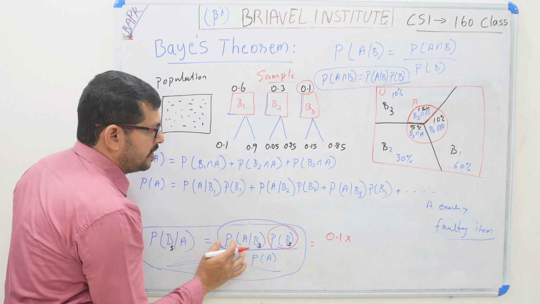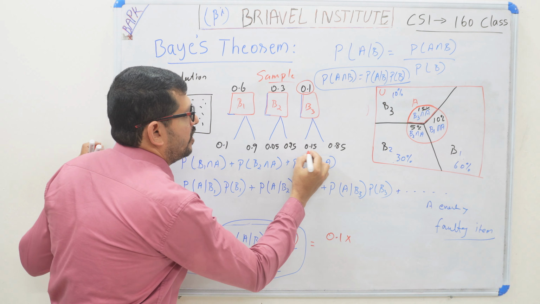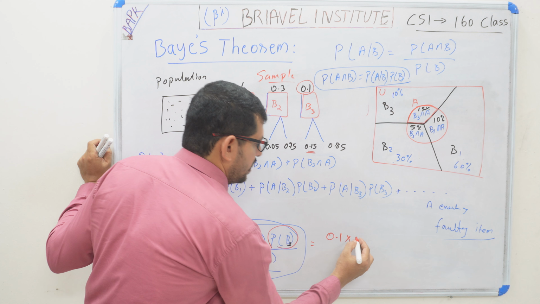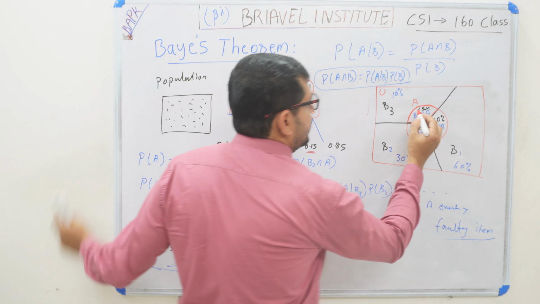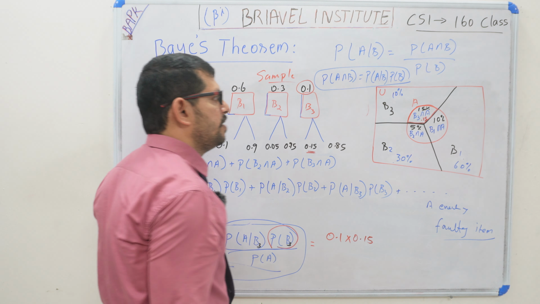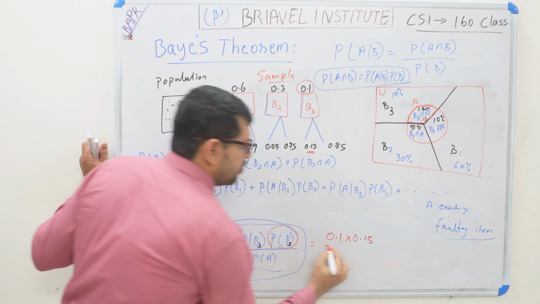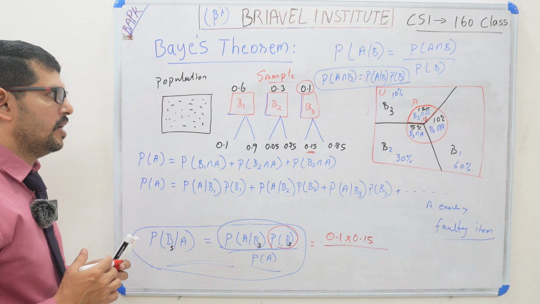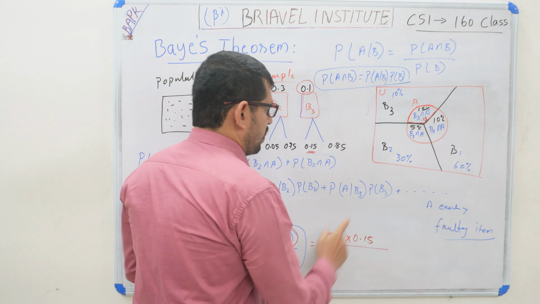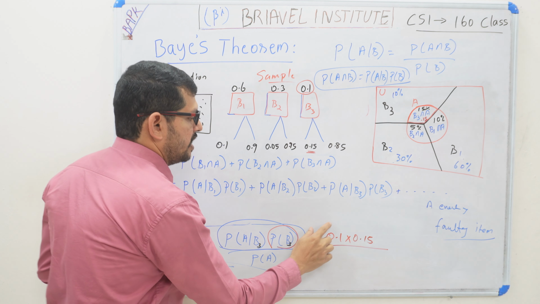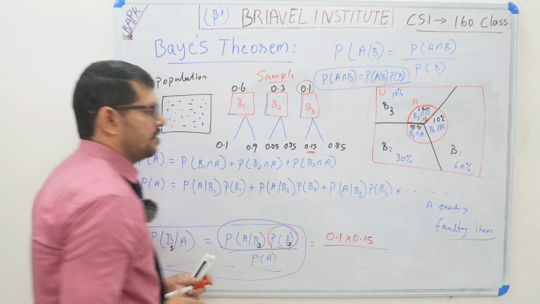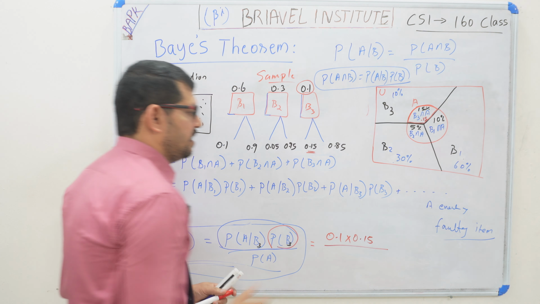What is A given B3? Under B3, what are the faulty items? It is 0.15. So A given B3 is 0.15. Here it is written 15%, which means 0.15. So this is supplying from B3. The selection of B3 is 10%, 0.1, and the total probability from B3 is only 10%. Out of that 10%, 15% are faulty.